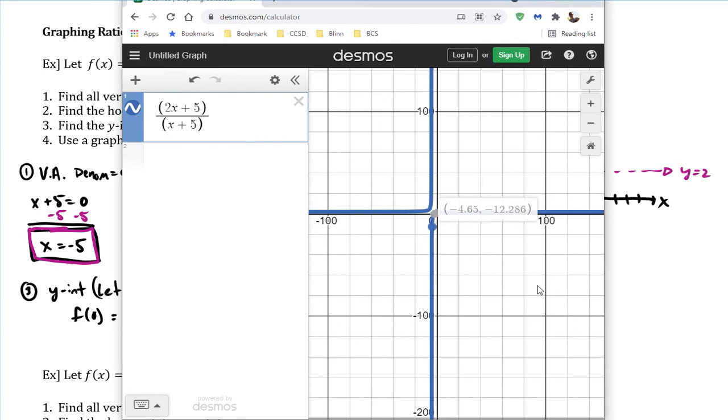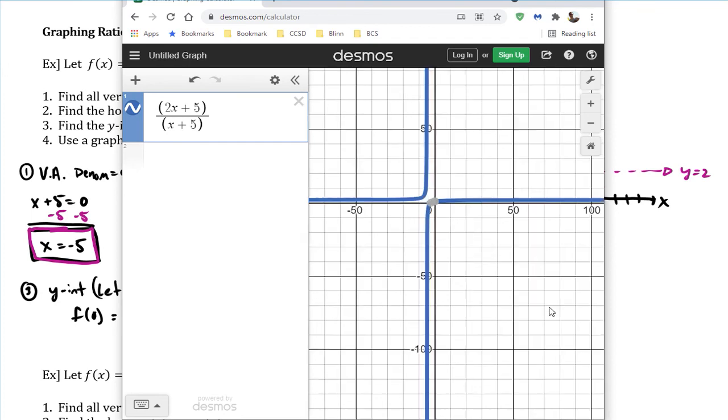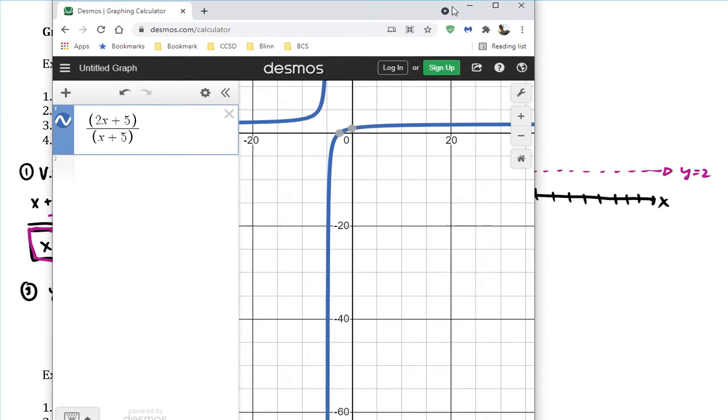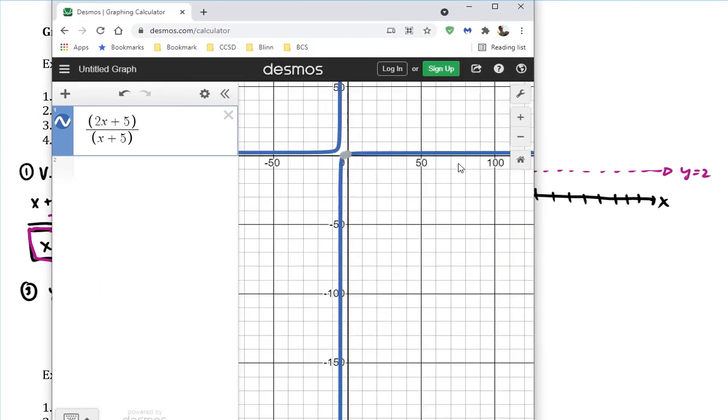And similar with my vertical asymptote, notice my x-coordinate is getting close to -5, but it will never be -5. So here's our line of x = -5. Look at that. It gets very close the whole time, but it never will be, no matter how far I zoom out. So that's why we put in those asymptotes before we did this in the calculator.